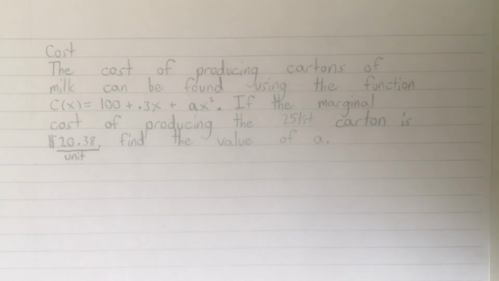Lastly, we're going to look at how the derivative is used in economics, and one of the primary ways is to find something called the marginal cost, which is the derivative of a cost function. And so the marginal cost can be used to find the price per unit at a certain unit number x. So this question here is asking us: the cost of producing cartons of milk can be found using the function c of x equals 100 plus 0.3x plus ax squared. If the marginal cost of producing the 251st carton is $20.38 per unit, find the value of A.